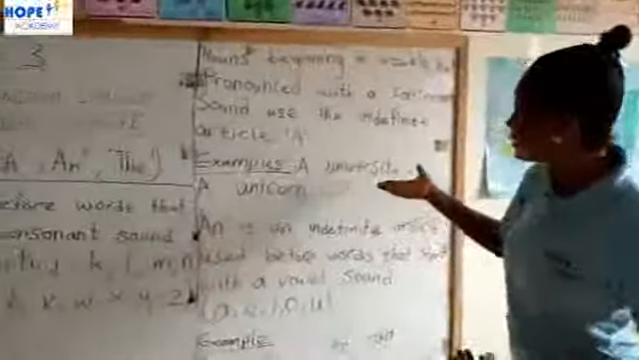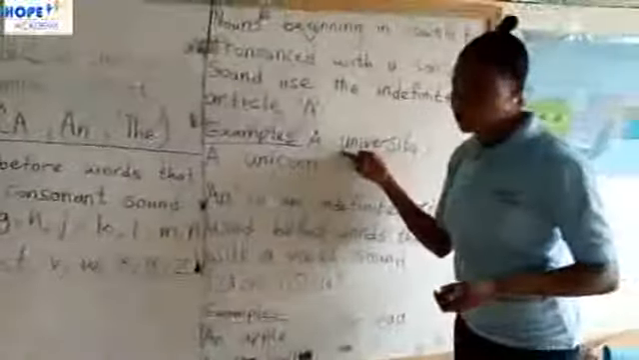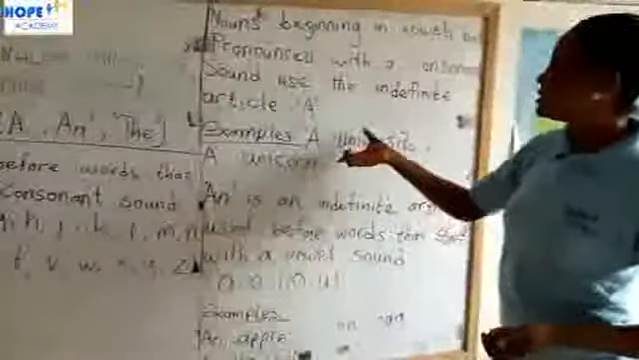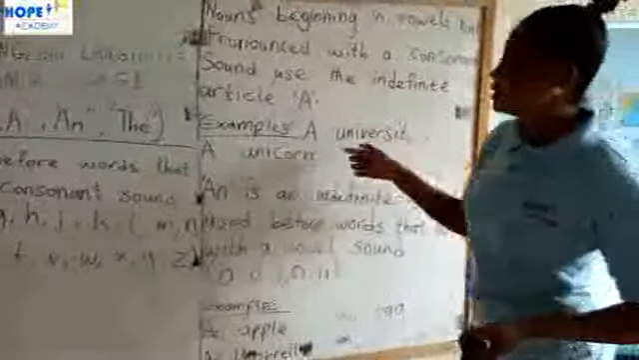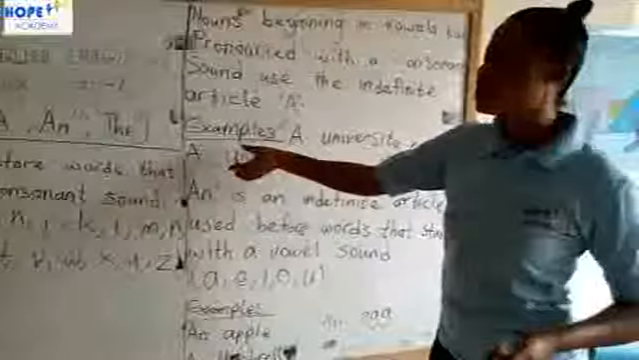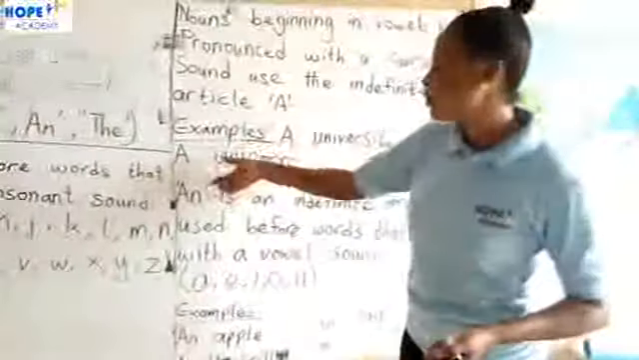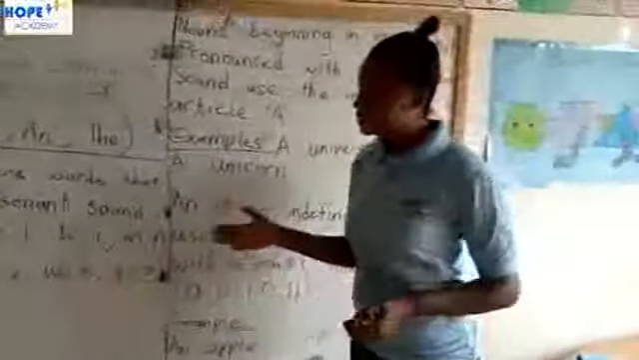So we have examples like a university. You can see that it starts with a vowel, but we pronounce it as a consonant sound, U. So a university. Then a unicorn. This is also a vowel, but we pronounce it as a consonant, that is U. So a unicorn. Now, let's continue with an.